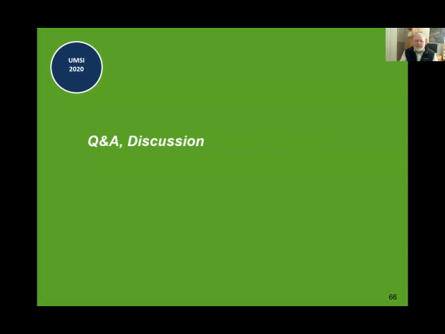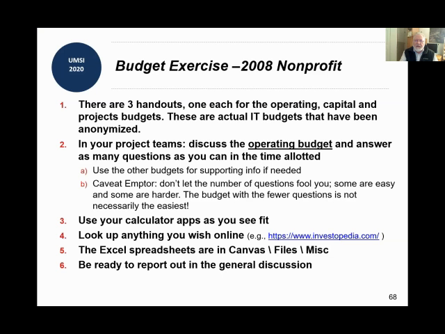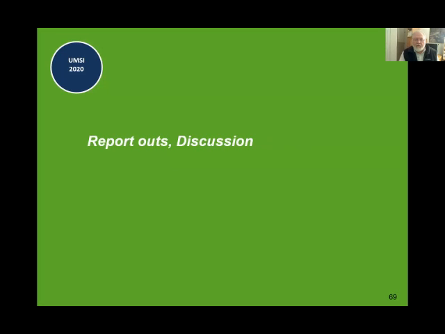Okay, we typically have QA and discussion. We ran an exercise on analyzing an IT budget, and the files for these, and the questions for each of the files, are on Canvas under Files, Miscellaneous, so you can take a look at those. And we dealt just with the operating expense budget and 10 questions about that. So again, there were three handouts in this: an operating budget, a capital budget, and then a projects budget. And in our project teams, we took a look at each of the questions, and then we had a report out and discussion about these.